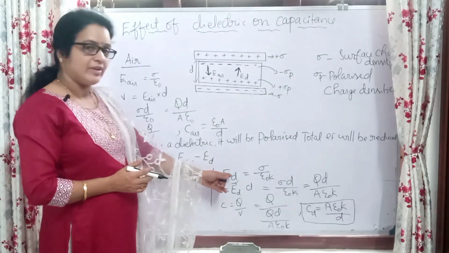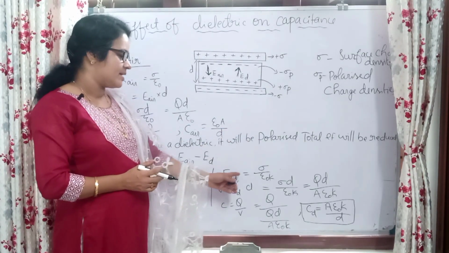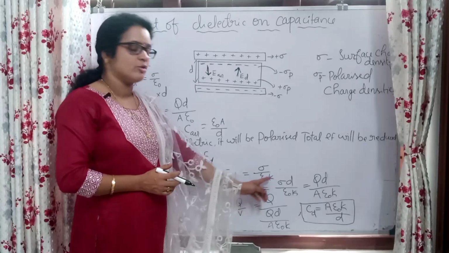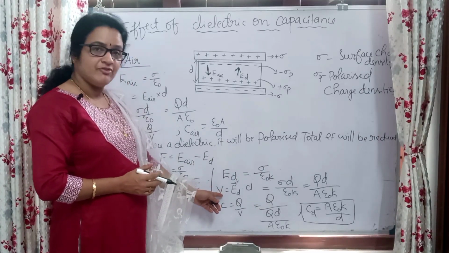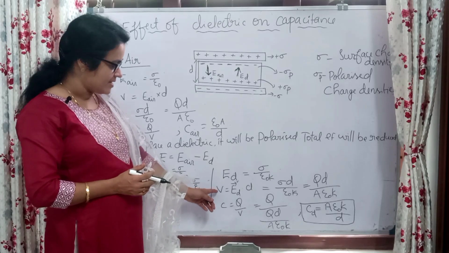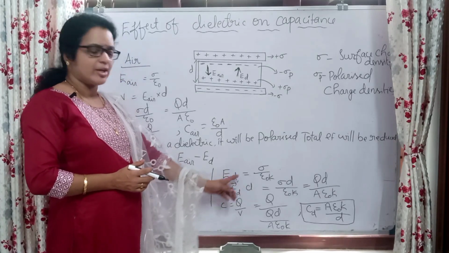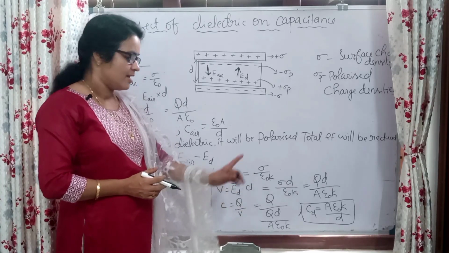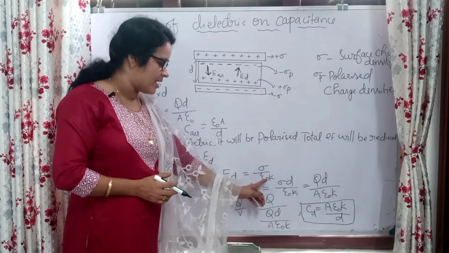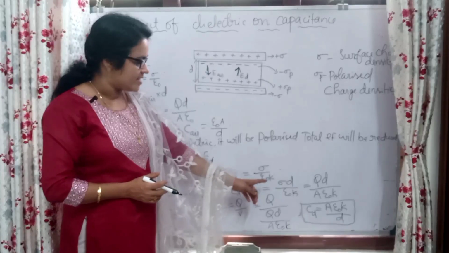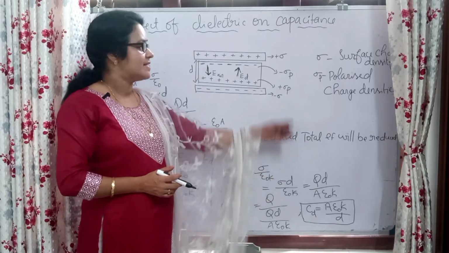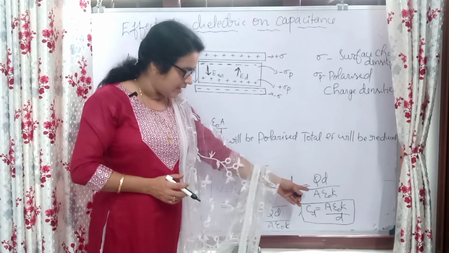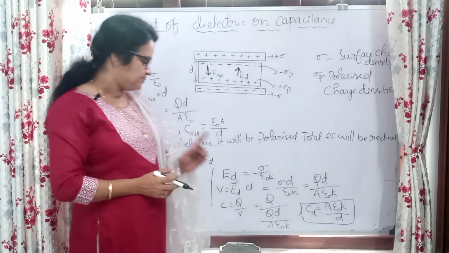Then what will be the equation of the electric field in the dielectric? ED is equal to sigma by epsilon 0 K. So here, instead of epsilon, we are writing epsilon 0 K. Now what will be V, the electric potential? V is equal to ED, the same equation we are using, that is the dielectric electric field into D, the distance. So we can substitute sigma by epsilon 0 K into D. Then instead of sigma, the surface charge density, we can write Q by A. So Q by A, then D by epsilon 0 K.